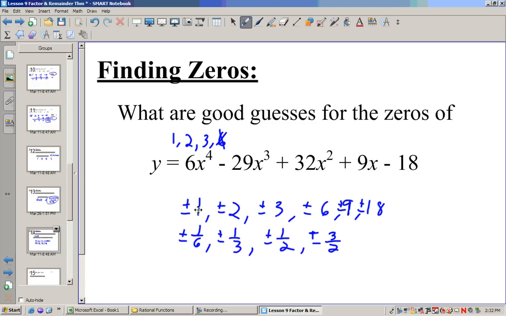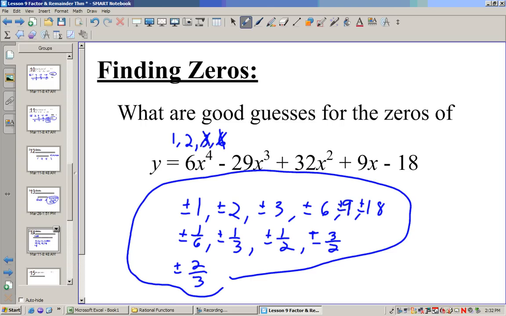If we divide each of these by 3, 1/3 is taken care of. 2/3 is not taken care of yet. So plus or minus 2/3. 3/3 is taken care of. 6/3, 9/3, 18/3. All right. So now 3 is taken care of. What about the 2? 1/2, 2/2, 3/2, 6/2. So it looks like everything else is taken care of. So these are all the possible zeros in this situation, or they're good guesses for zeros. We could plug each of those into synthetic division and see which ones actually work.